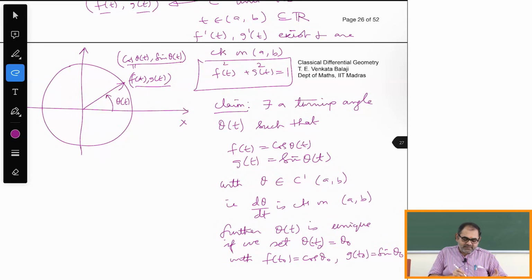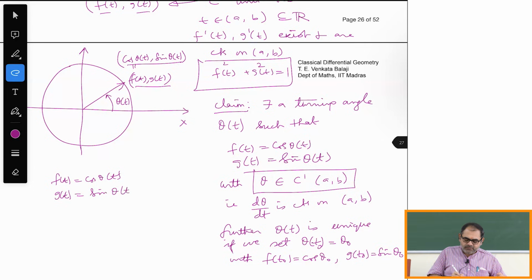So what you do is just look at this. You want to show that the derivative of theta exists. Suppose the derivative of theta exists. Let us do a back calculation. Then how will you find that? You have f of t equal to cos theta t, g of t equal to sin theta t. If you divide, you will get tan of theta t equal to g t by f t.